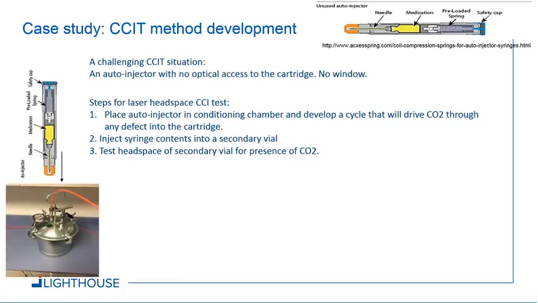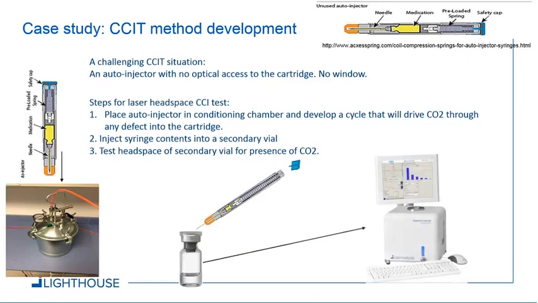So again, if we look at this from a visual perspective, you have this auto-injector. You can use a CCIT vessel to run it through a cycle which is trying to force carbon dioxide into the cartridge inside. You take the auto-injector and you take a vial and inject the contents of the auto-injector into the vial, and then that vial headspace is measured in a headspace analyzer to detect the possible presence of CO2, which would then indicate a leak in the auto-injector.